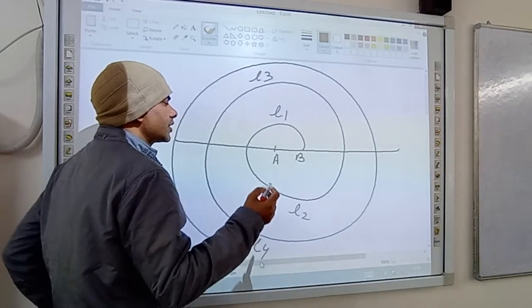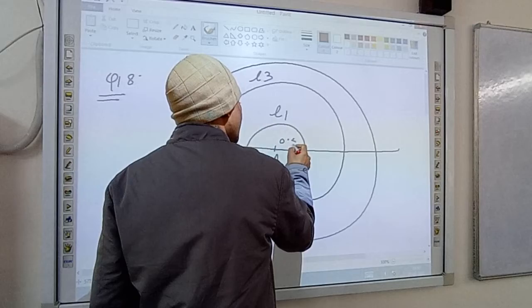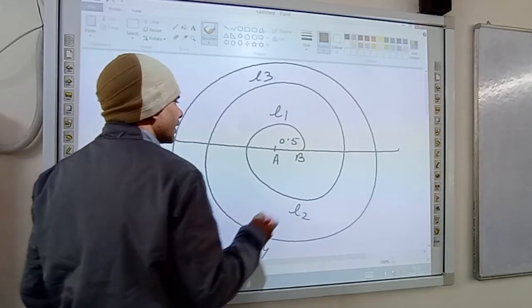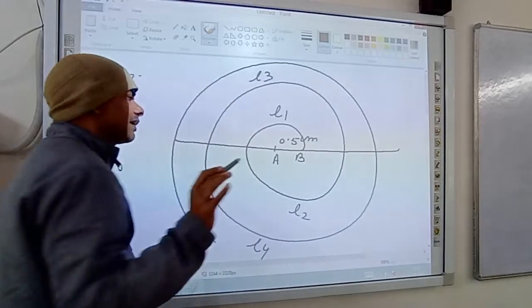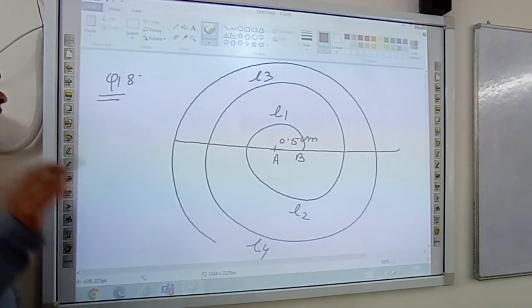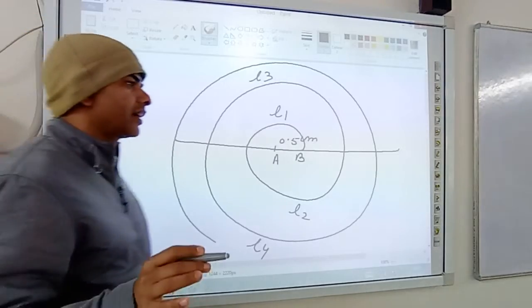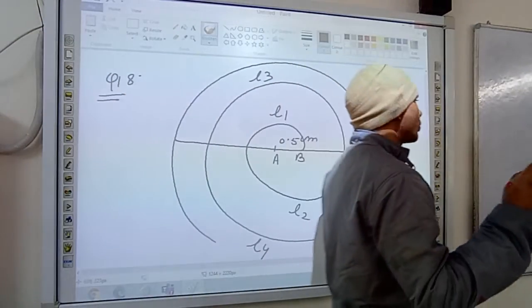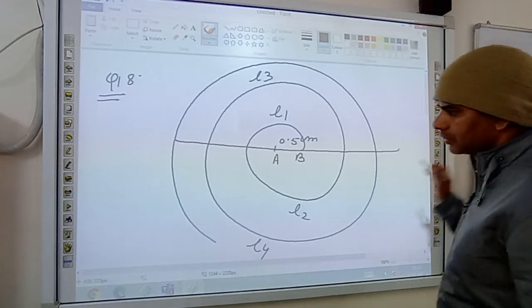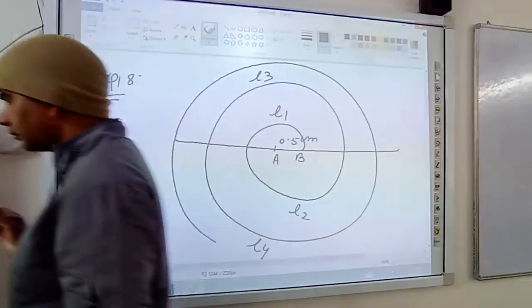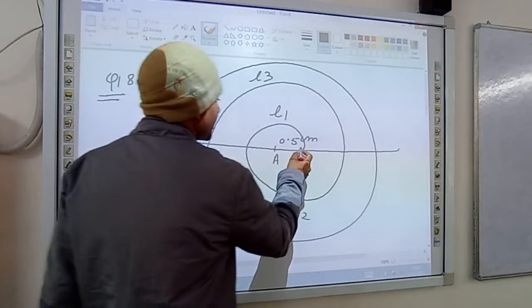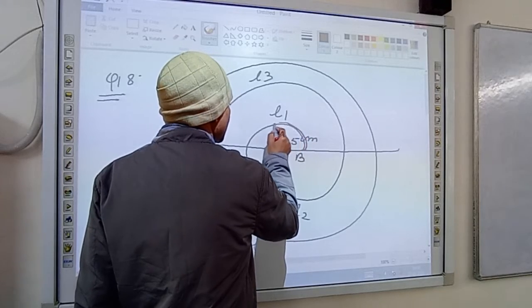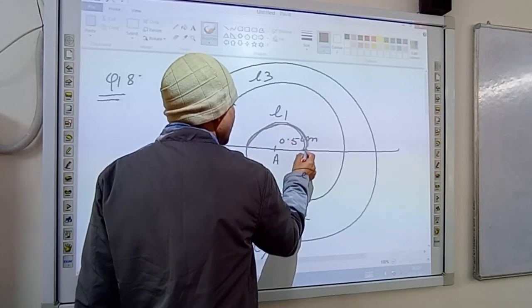The radius of the first semicircle is 0.5 centimeter, and the radius of the second semicircle is 1 centimeter. The radius of the third semicircle is 1.5 centimeter, and so on up to 13 consecutive semicircles. How can we find out the length of this semicircle? Pi r.